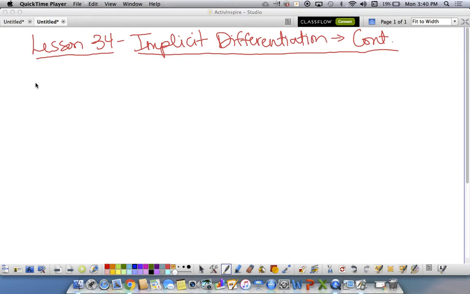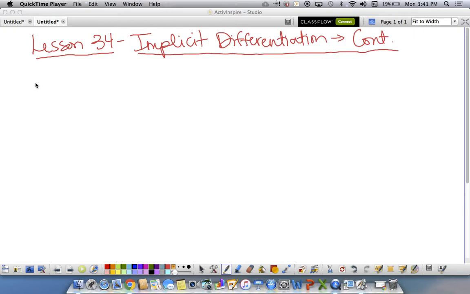We're going to continue on doing some more implicit differentiations and add a little bit more to it. So just keep going with us. Ask questions in the comments if you are having trouble with it, okay?